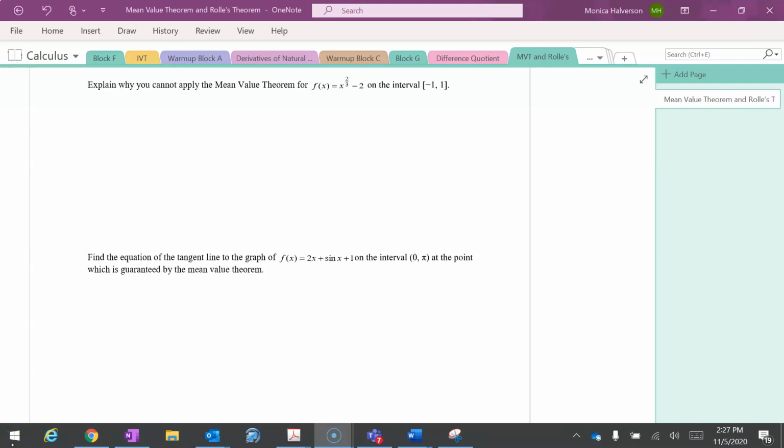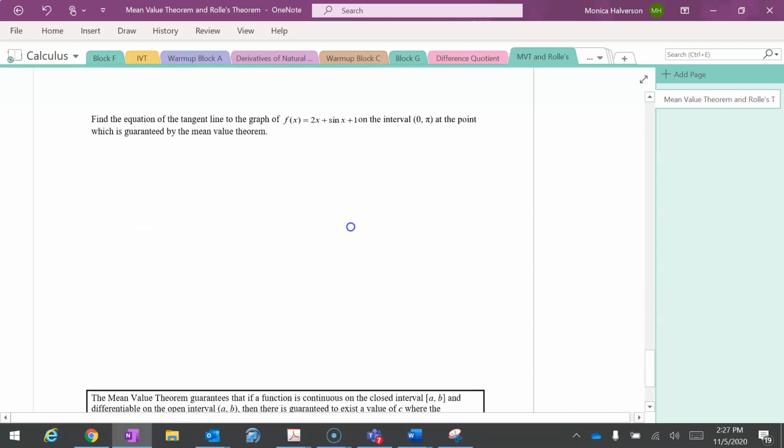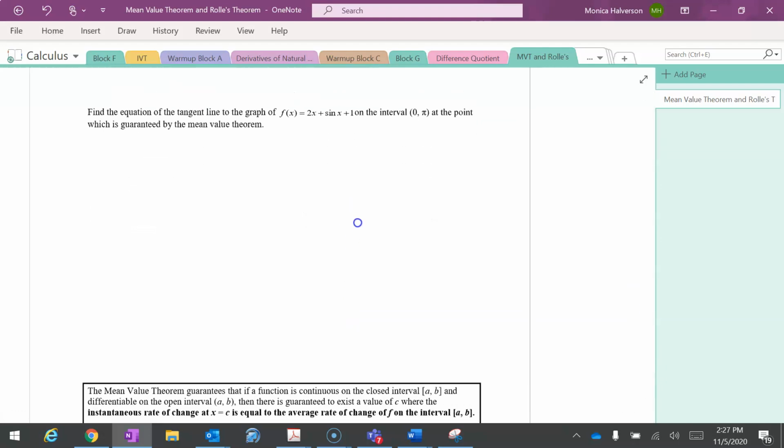Let's do one more problem together. Find the equation of the tangent line to the graph f of x is equal to 2x plus sine x plus 1 on the interval 0 to pi at the point which is guaranteed by the mean value theorem. Essentially, we need to find this c value. With the mean value theorem, the first derivative at some c value is going to equal the average rate of change: f of pi minus f of 0 all over pi minus 0.